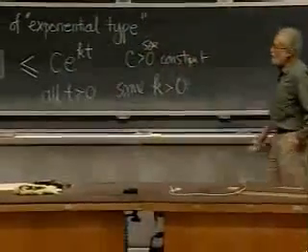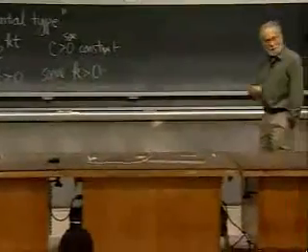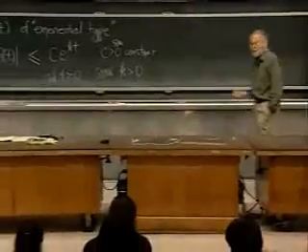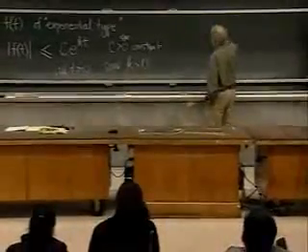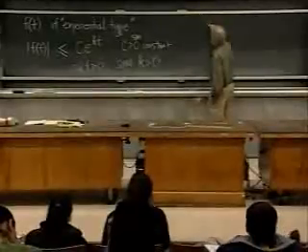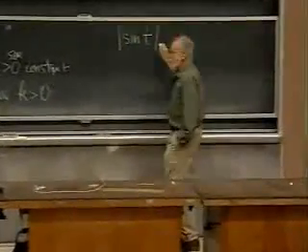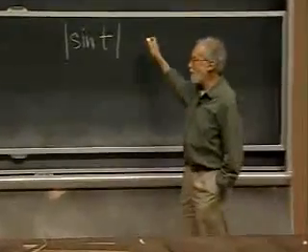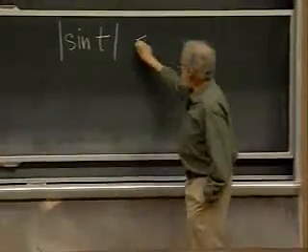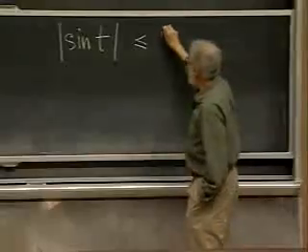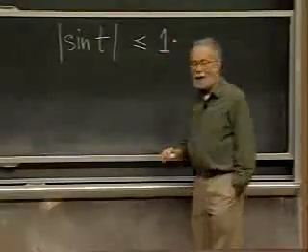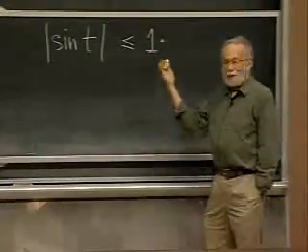Let's take an example and see what's of exponential type, and then perhaps even more interestingly, what isn't. So, for instance, the function sine t. Is that of exponential type? Well, sure. Its absolute value is always less than or equal to 1. So it falls in this paradigm if I take c equal to 1. And what should I take k to be? 0.